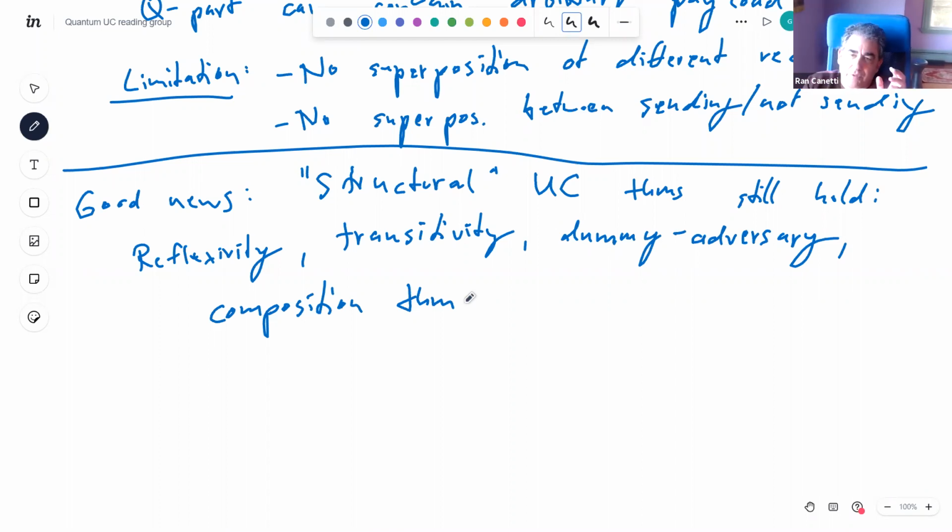But anyway, what you want in the end is one simulator for all environments. Yeah, that's what you need for the composition theorem. Whether it's equivalent to the other one is a different issue. Right? Yeah.